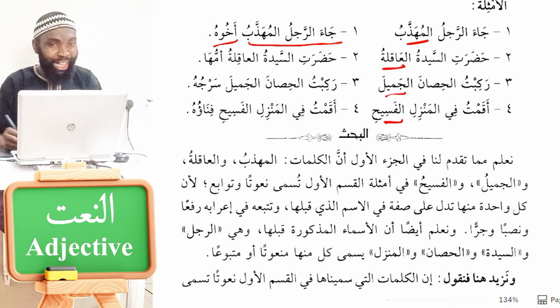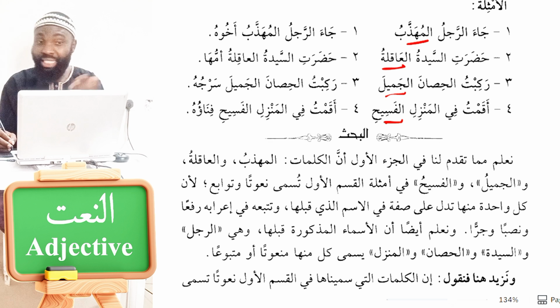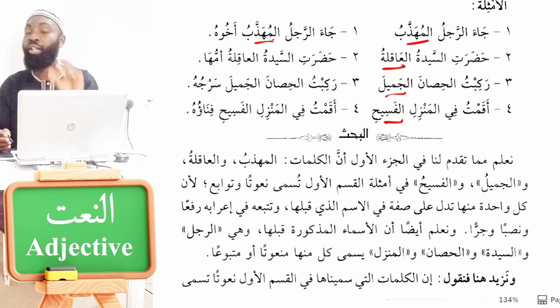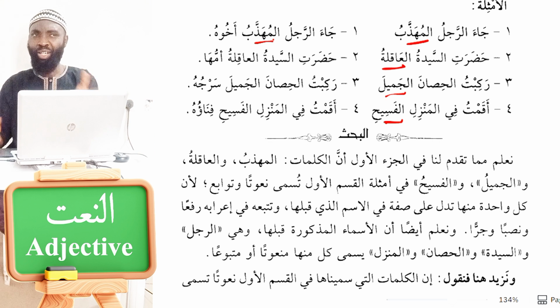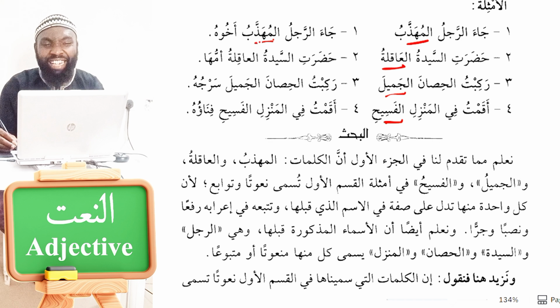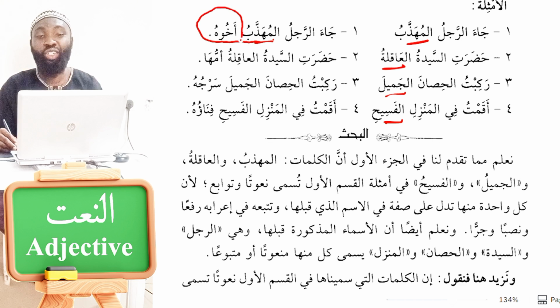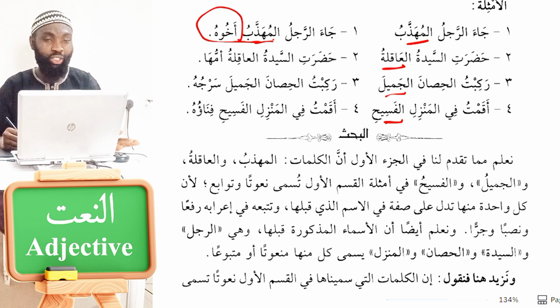So the word al-muhadhabu here is not actually qualifying the man, because the sentence will not stand if we say ja'a ar-rajulul muhadhabu, the well-cultured man came, and then say ahuhu, his brother. So it will not stand. What this sentence is saying is that the well-cultured brother of the man came. So al-muhadhabu is in relation qualifying ahuhu, his brother. It is not qualifying the man himself. So we will see more explanation to this.